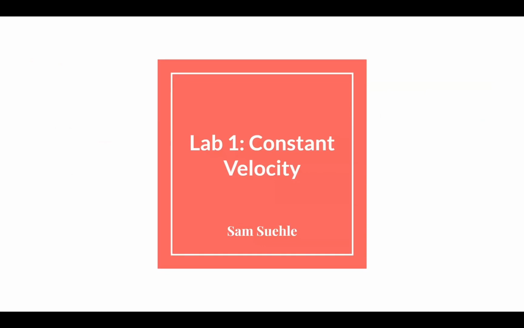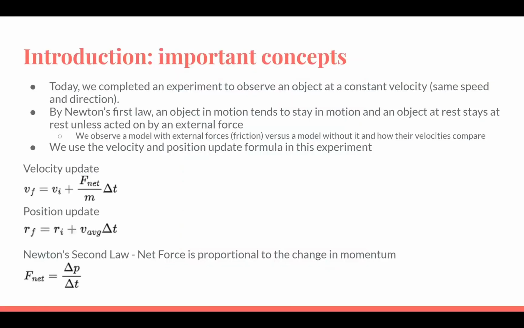Physics 1, Lab 1, Constant Velocity. Today, we conducted an experiment to observe an object at a constant velocity, which means same speed and direction. In my case, I rolled a water bottle across a carpeted floor.